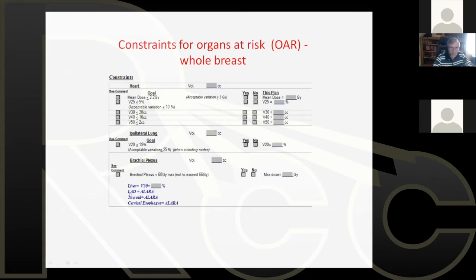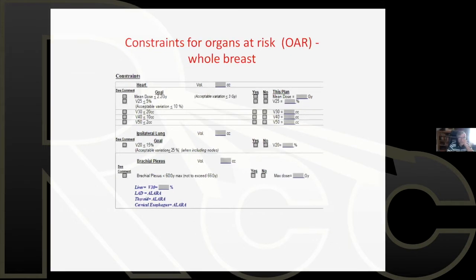The most critical structure in the heart is the LAD, the artery that is near the radiation field, and that artery we want to keep as low as possible. So sometimes the doctors will actually calculate the ascending artery that is close to the heart. Thyroid dose has to be as low as possible, and the esophagus has to be as low as possible.